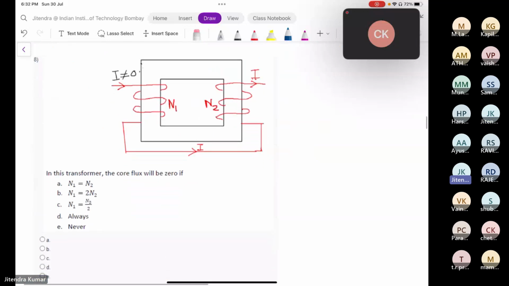Okay, so again here, this is another problem related to transformer. In this transformer, the core flux will be 0 if which condition it will satisfy? A, B, C, D, or E? C, sir. Core flux will be 0 if N1 is equal to N2 by 2. If N1 is equal to N2 by 2, then you are saying that core flux will be 0.